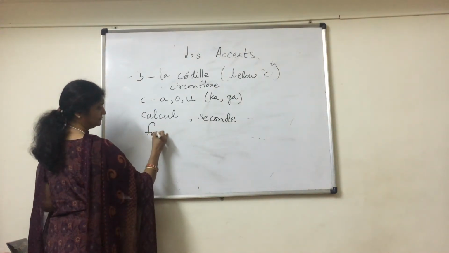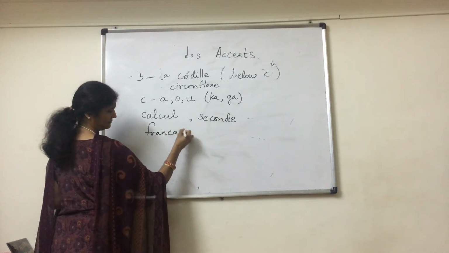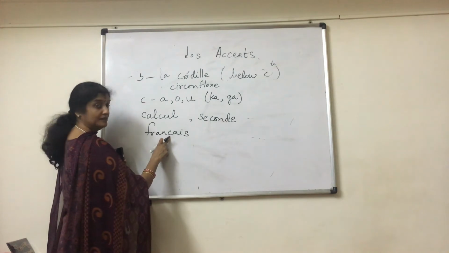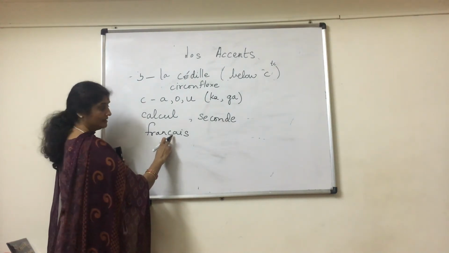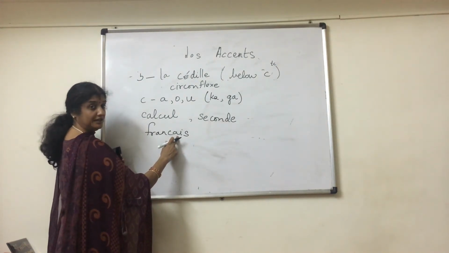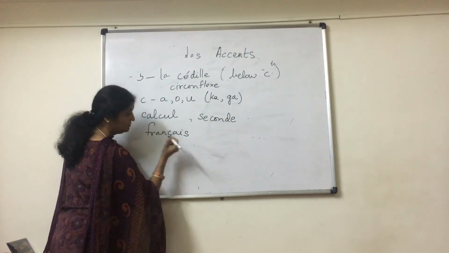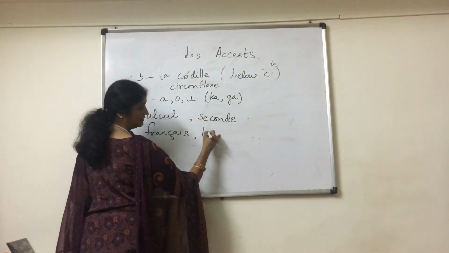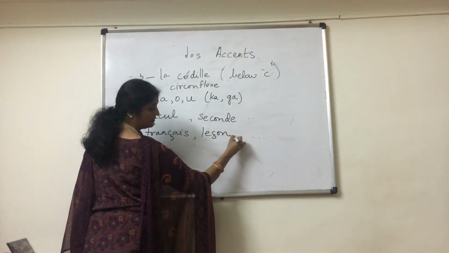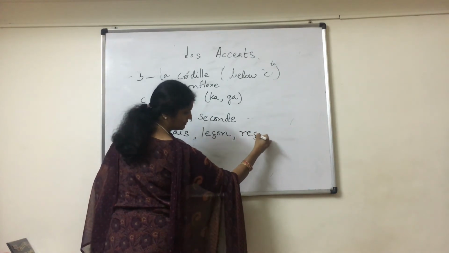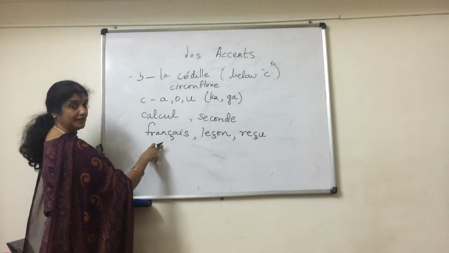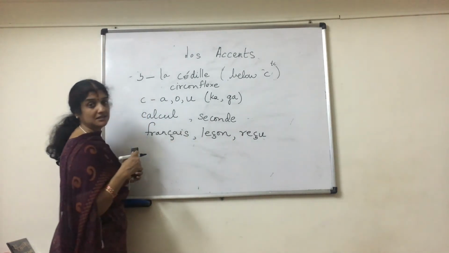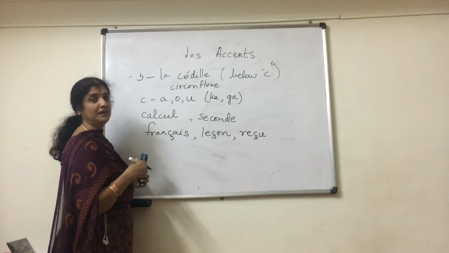For example, if you write it like this, it's wrong because the pronunciation is franque. C followed by A needs to retain the original S sound. You put the cédille below the C. Français. Leçon. Reçu. So français means French. Leçon means lesson. Reçu means receipt. The receipt that you get when you make a payment.